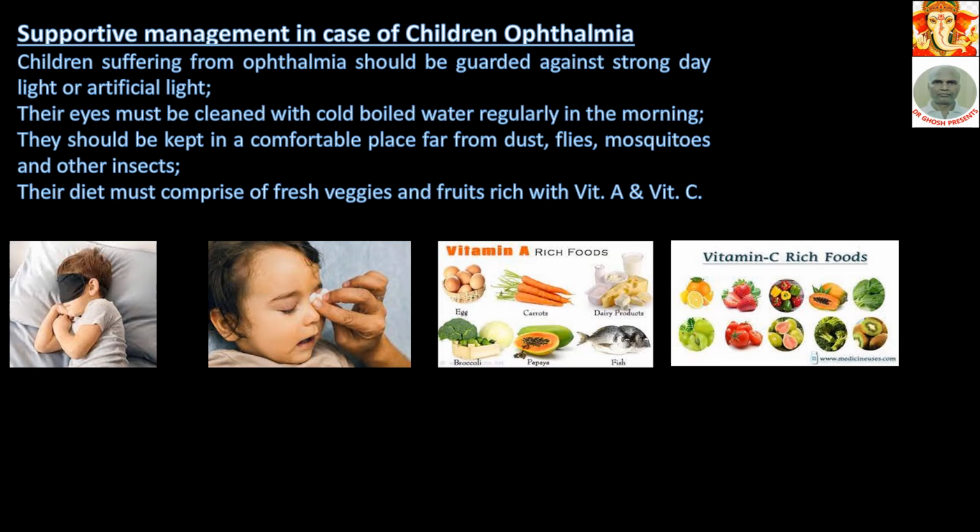Supporting management in case of children's ophthalmia. Children suffering from ophthalmia should be guarded against strong daylight or artificial light. That is, some covering on the eye should be arranged. Their eyes must be cleaned with cold boiled water regularly in the morning, as already said. They should be kept in a comfortable place far from dust, flies, mosquitoes and other insects. Their diet must comprise fresh vegetables and fruits, rich in vitamin A and vitamin C. A few vitamin A rich foods and vitamin C rich foods have been given in the photograph images.